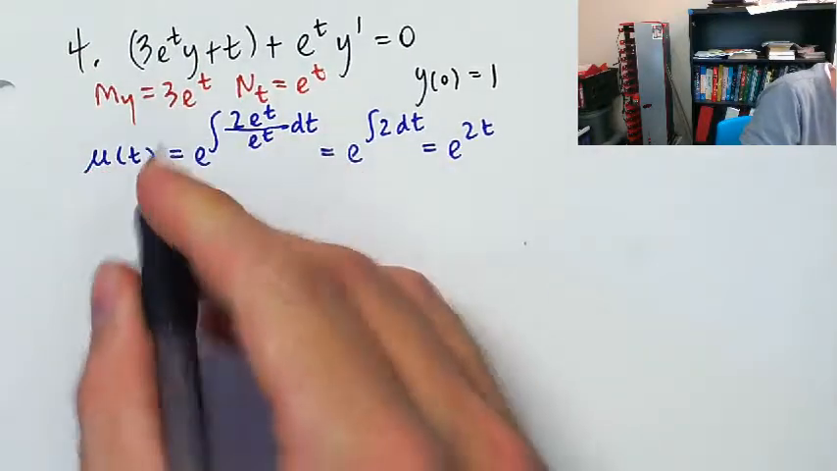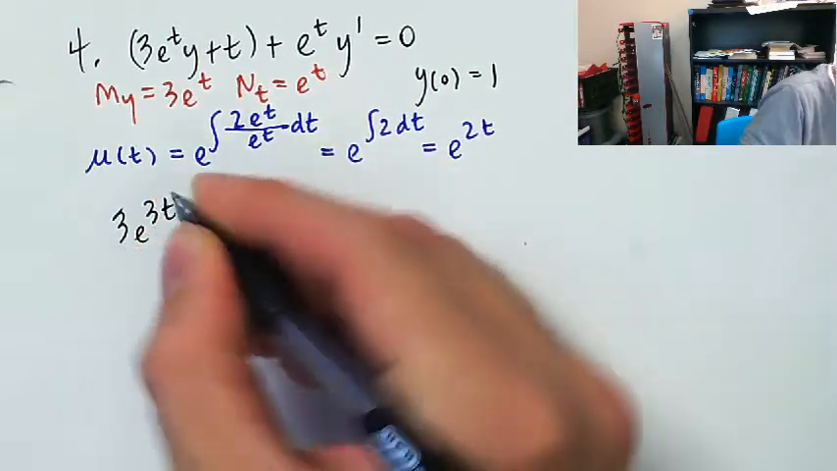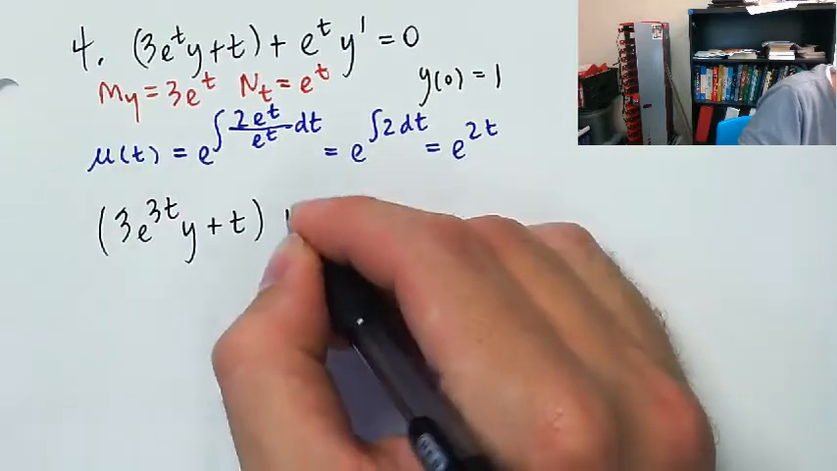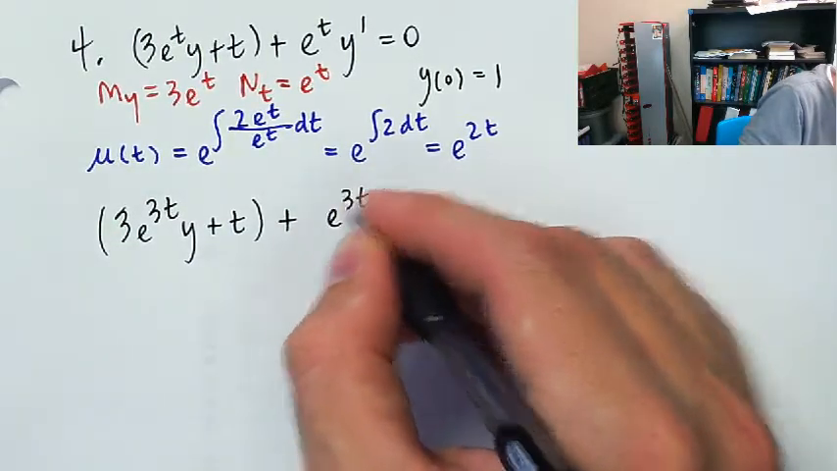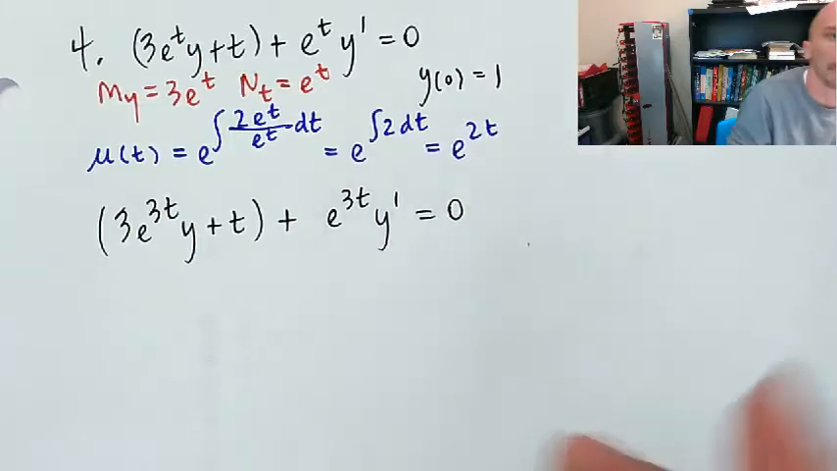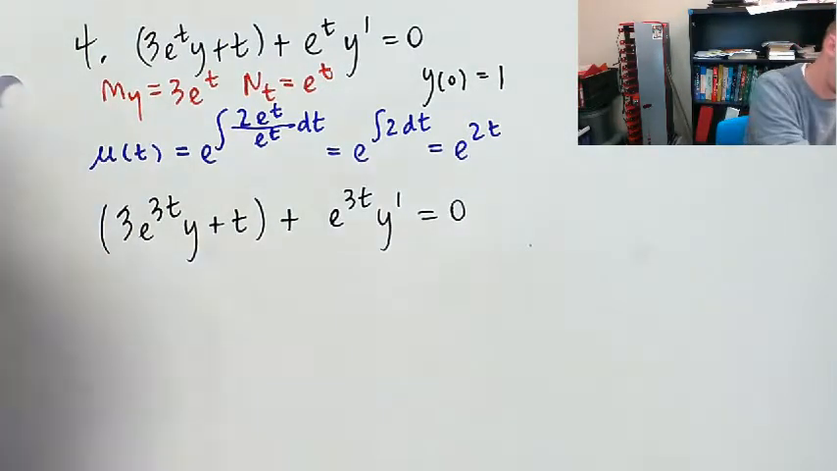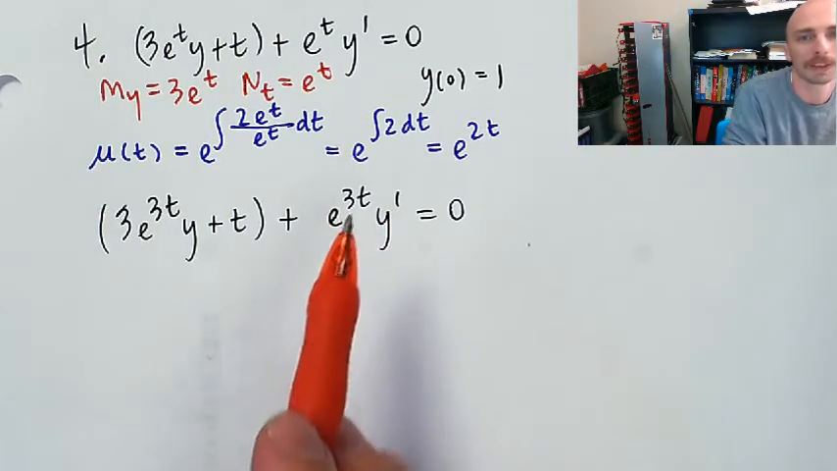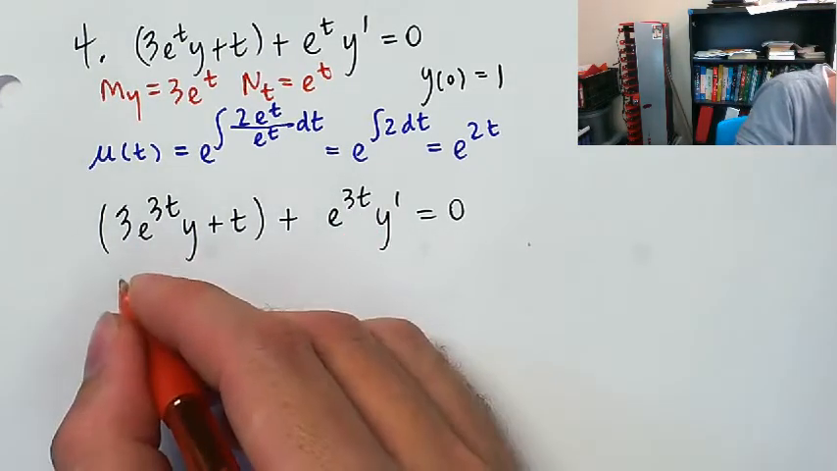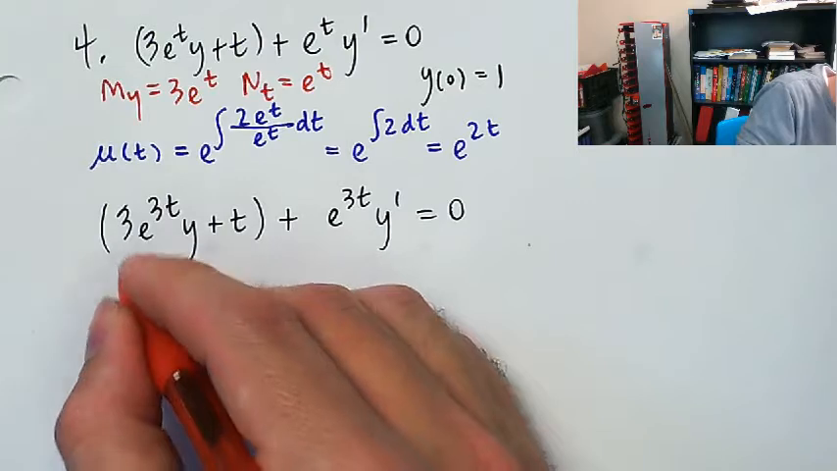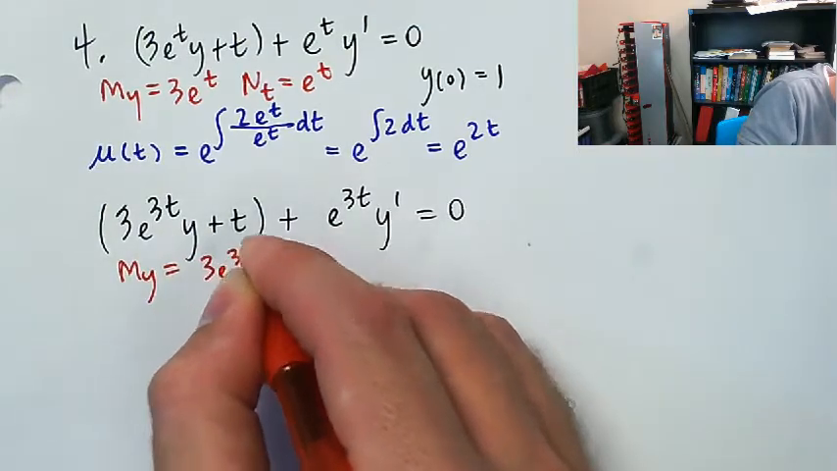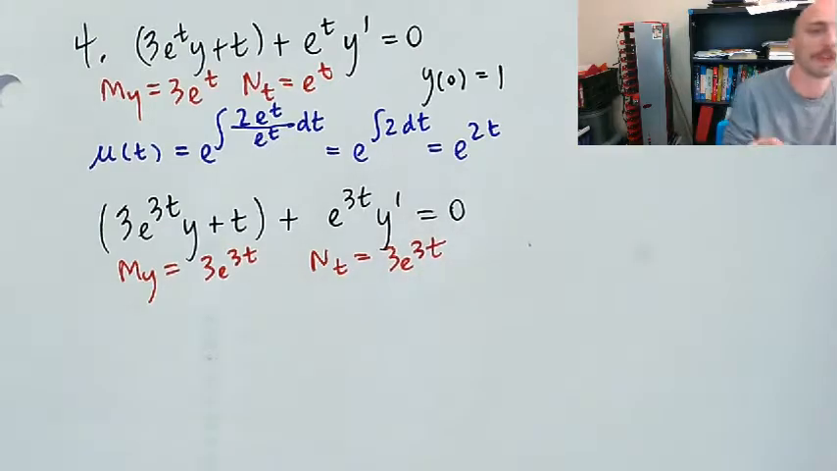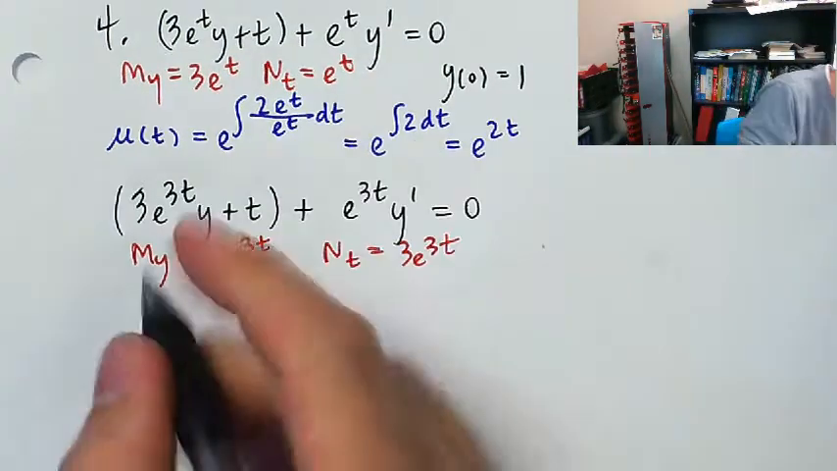All right, but then over here, I'll have 3e to the 3t y plus t plus e to the 3t y prime is equal to 0. Yeah, and this is going to work out because the derivative of e to the 3t with respect to t being 3e to the 3t. Yeah, that's going to be it. Okay, so my M is now 3e to the 3t, and N(t) is going to be 3e to the 3t. So this is exact, and I'm going to be able to find myself my solution. Okay.